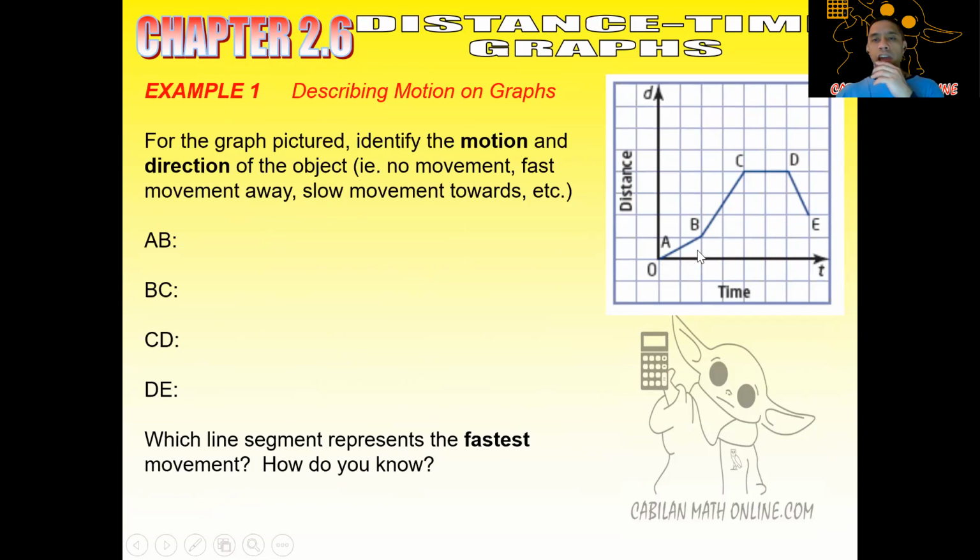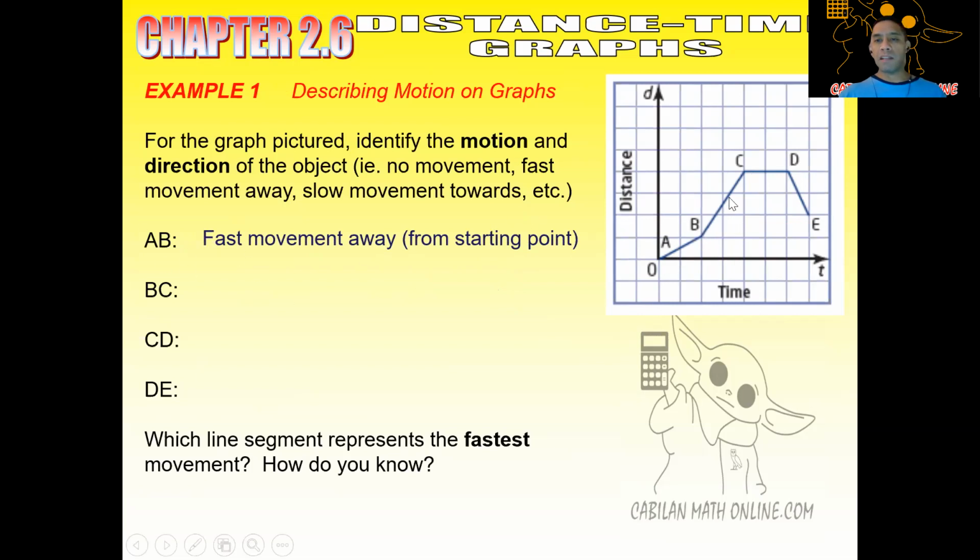is it moving faster or slower? So for AB over here, notice this is going to be a person that's moving away from where they started at a constant speed. These are all constant speed, by the way, A to B, B to C, and D to E, because these are straight lines, which means they're moving at a steady pace. So that's going to be A to B.